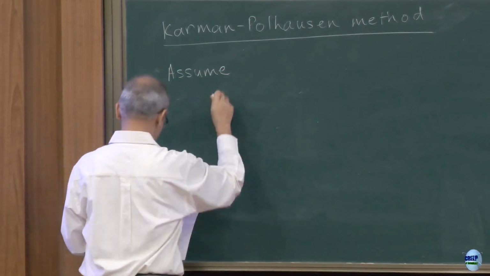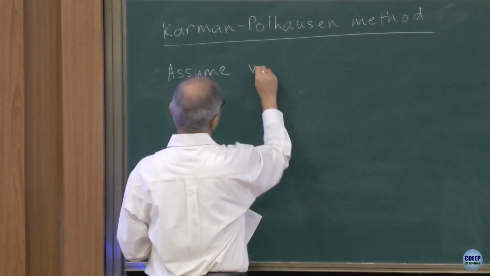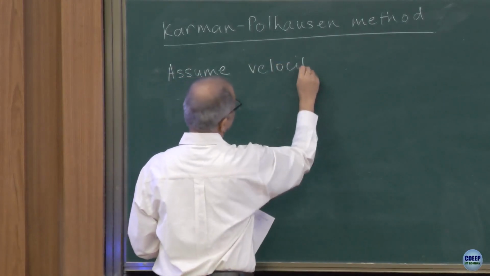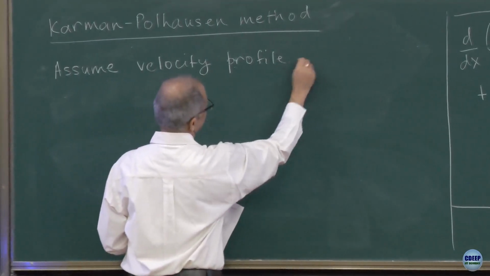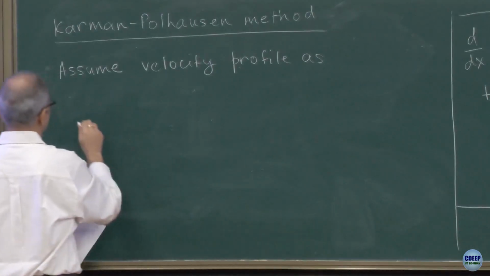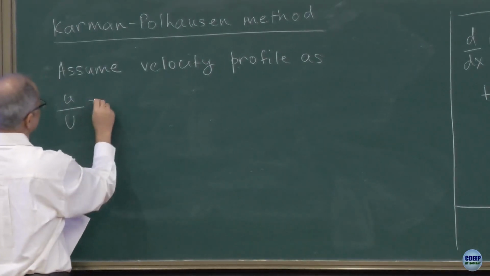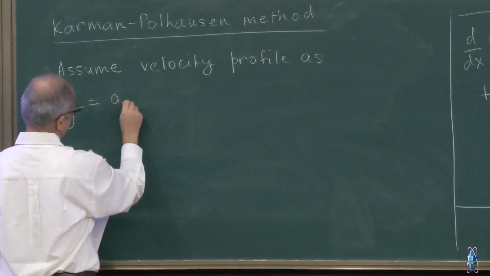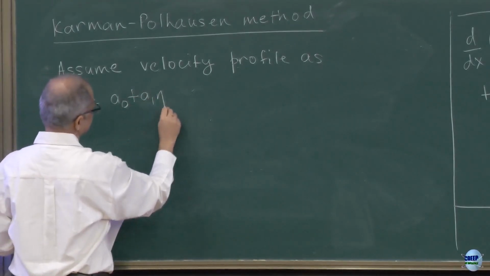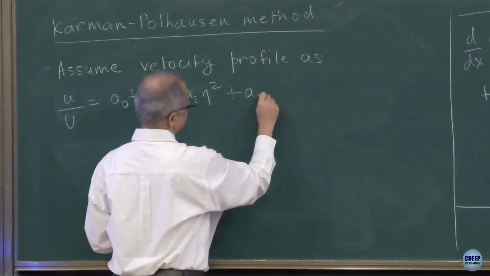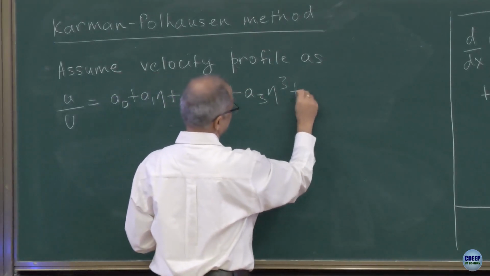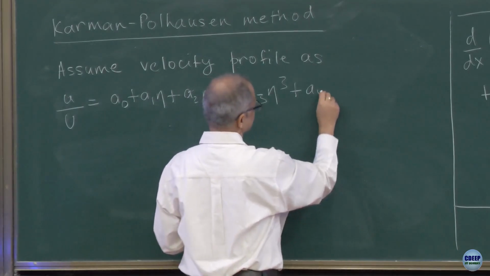So assume velocity profile as u by capital U is equal to a0 plus a1 eta plus a2 eta squared plus a3 eta cubed plus a4 eta to the fourth.